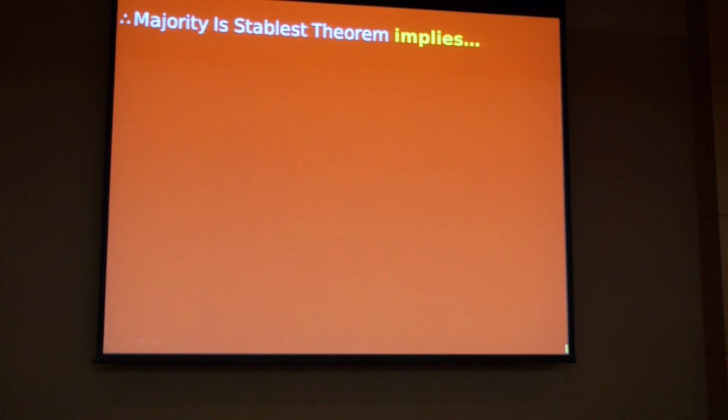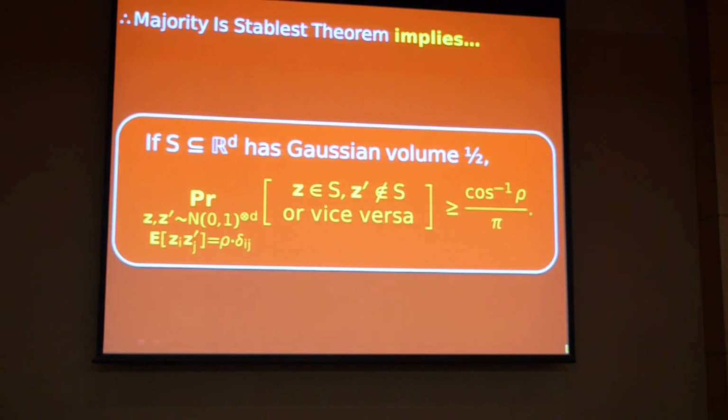This is actually a geometric theorem. Let me state the exact same fact geometrically. It says that if S is any subset of d-dimensional Gaussian space of Gaussian volume a half, and you pick two Rho correlated Gaussian vectors, the probability that they're on opposite sides of S, one inside, one outside, is at least cos inverse rho over pi. And again, you see it's like a geometric isoperimetric theorem about sets S, because this probability, the probability that these two random vectors fall on opposite sides of S, is some kind of, again, fuzzy measure of the boundary size of the set S.